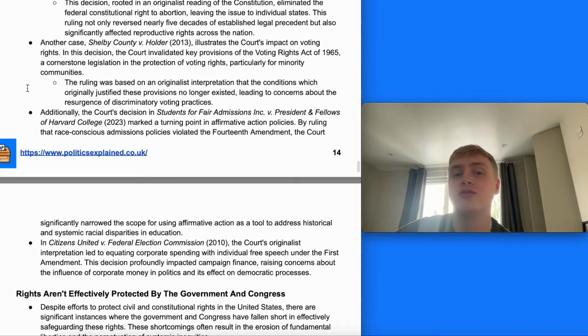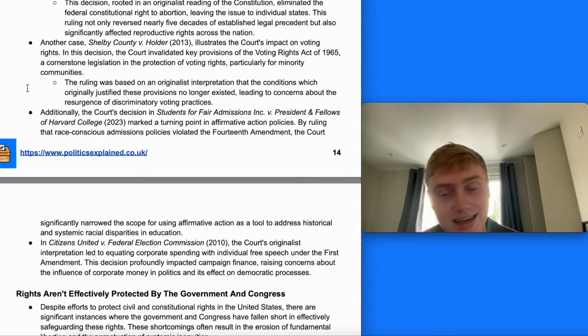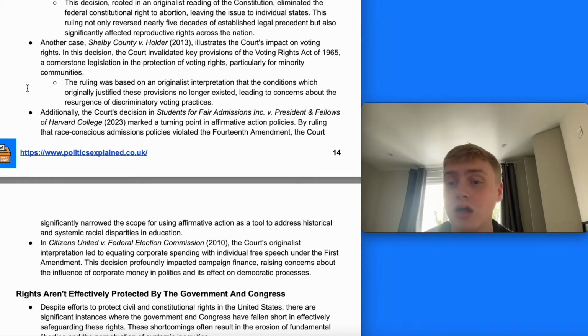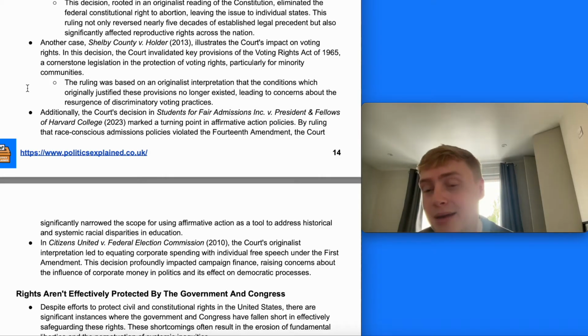Another case, Shelby County v. Holder, invalidated key provisions of the Voting Rights Act, which was a really key piece of legislation that promoted the rights of minority communities to vote. And as we looked at in the previous video, that had immediate political consequences in a number of pieces of legislation being introduced at the state level that limit the ability of African Americans to vote.